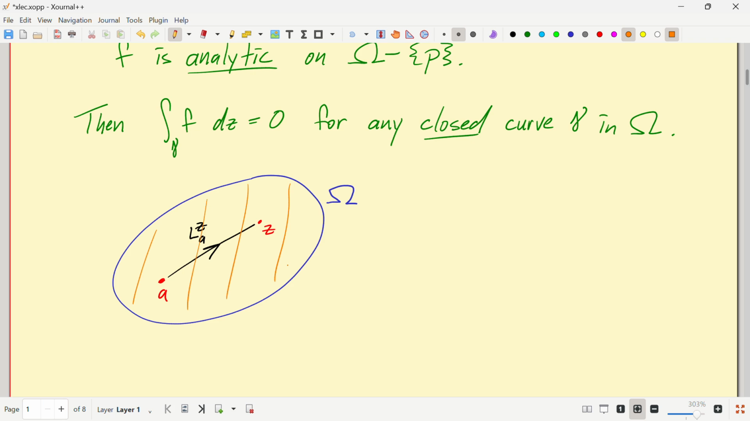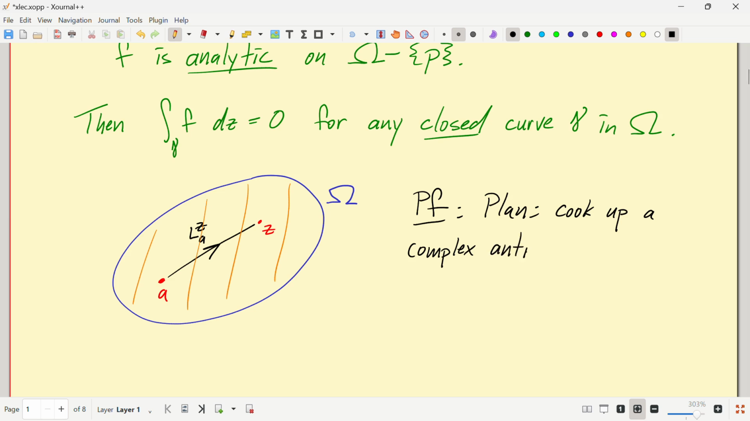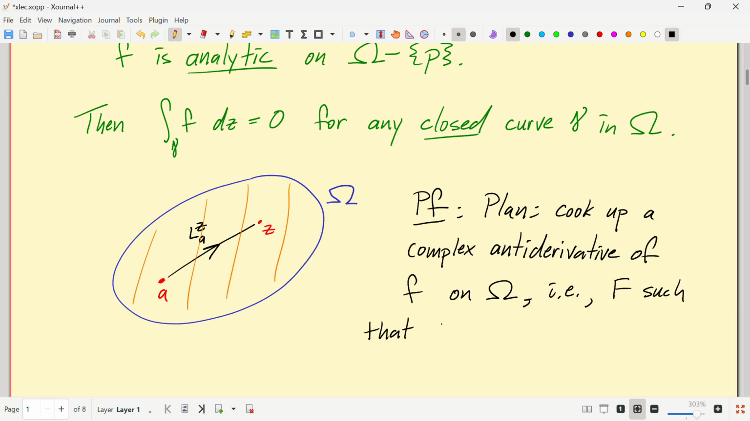Well, the plan is I'm going to cook up an antiderivative of little f. Plan: cook up a complex antiderivative of little f on omega, i.e. an F such that the complex derivative exists and it's equal to f.